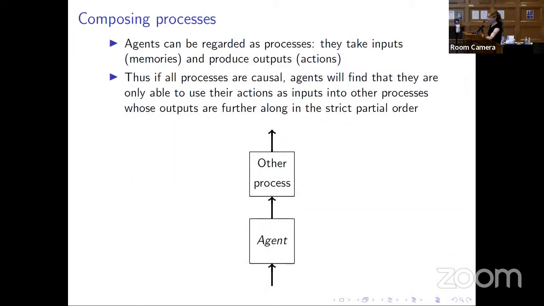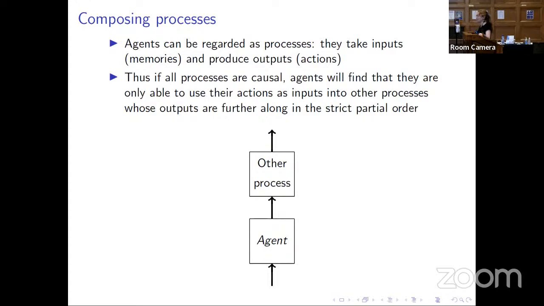Now that obviously has consequences for the way in which processes can be composed with one another. In particular, the output of one signaling process can only be used as the input to another signaling process if that second process produces an output which is further along in the strict partial order. So all the processes end up having to be oriented in a consistent way in this kind of flow through the causal order.